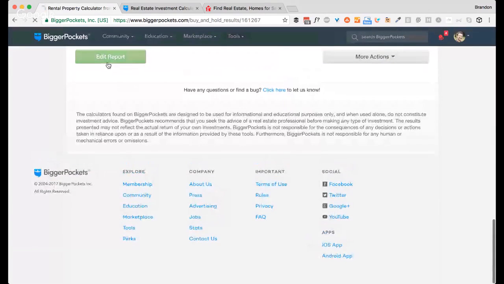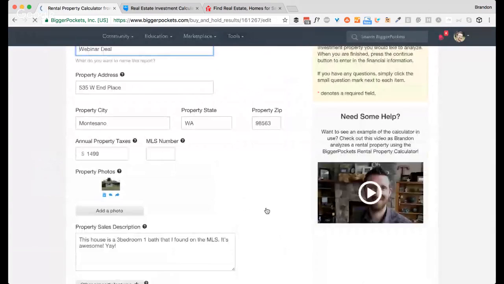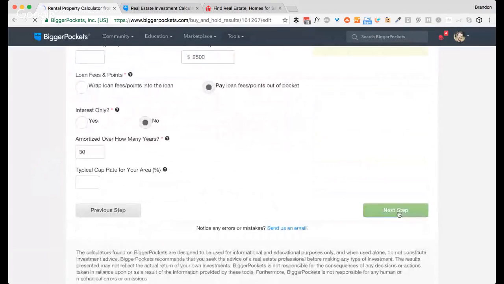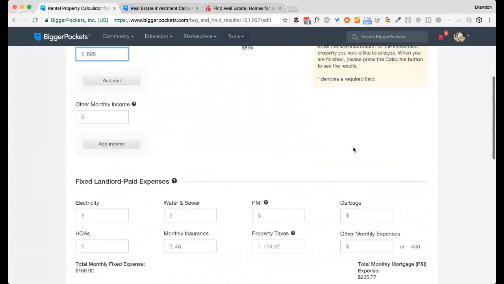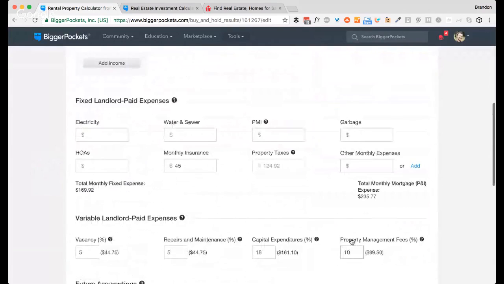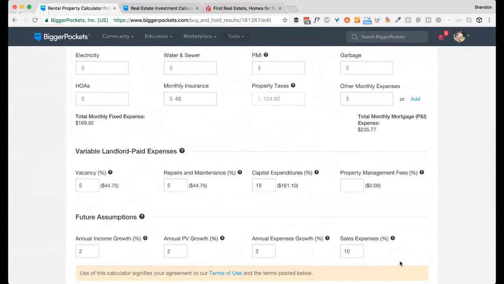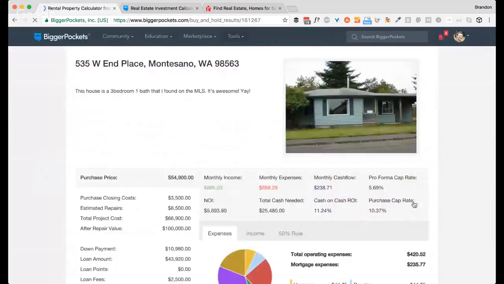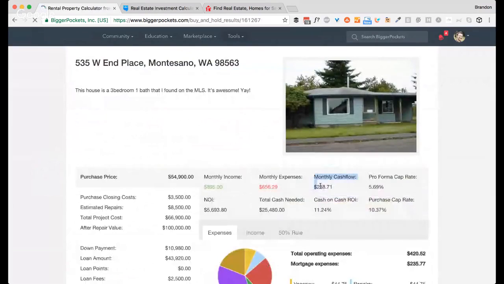Now, there's a couple other things you can maybe change. Let's say you were somebody who wanted to manage yourself. Maybe you're like, you know what? I don't need to hire a property manager. I'm going to do it myself to save the money. So we're going to go down here. Let's just take out property management fees and take it down to 0. Does that sound good? Let's go calculate it now. Now, look, I'm at $238 a month in cash flow and an 11.24% cash on cash return. Now it seems even better. It's getting better all the time.